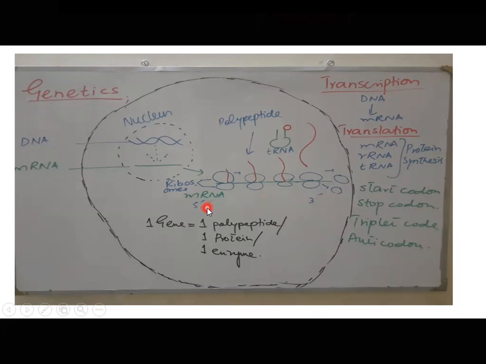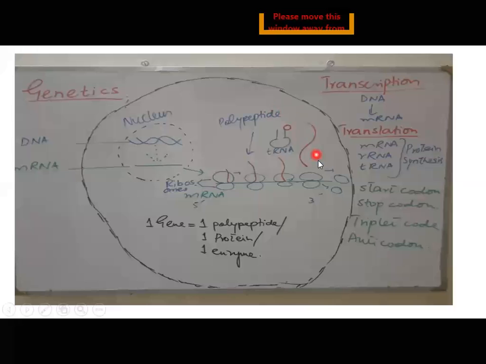The direction is always from 5 prime to 3 prime. You have also done this in your previous chapter, chapter number 6, that the direction is 5 prime to 3 prime. So this whole process with the help of the messenger RNA, the transfer RNA and the ribosomal RNA, this whole process of making the polypeptide or the protein in turn is called translation.